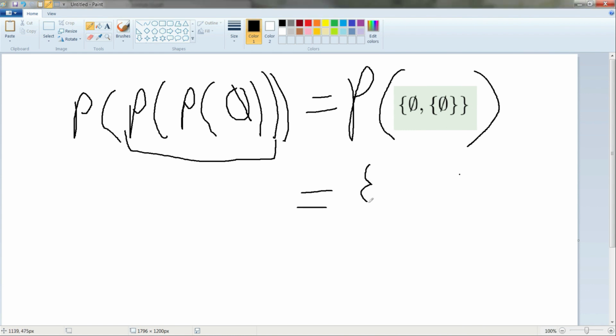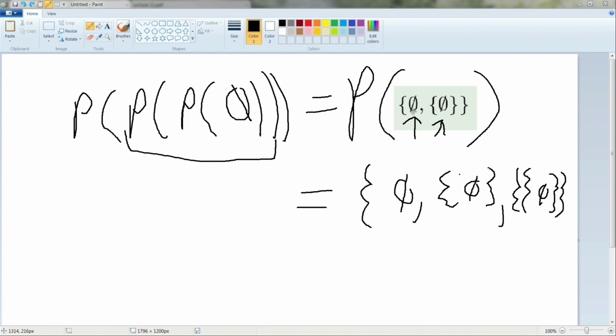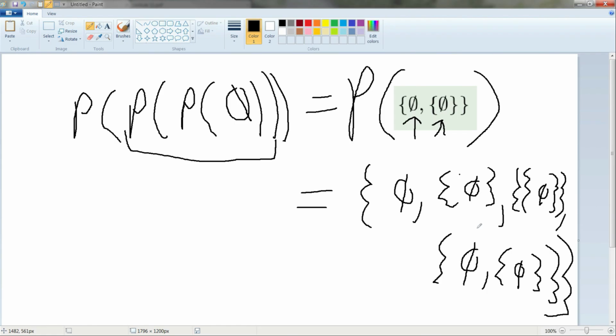So trivially we have the null set because the null set is a subset of any set. So next I have the set that contains the null set, and then I have the set that contains the set that contains the null set. And finally I have the set that contains the null set and the set that contains the null set. So explicitly writing that out to make it a lot more clear, I have this set here. So this would be the power set of this set. Okay, back to our main lecture.